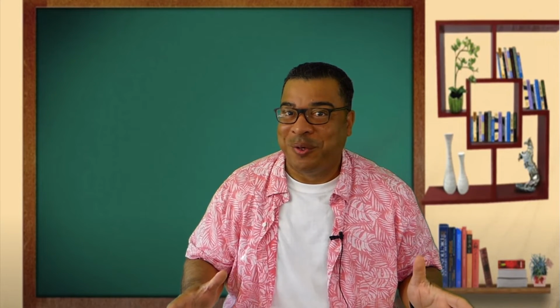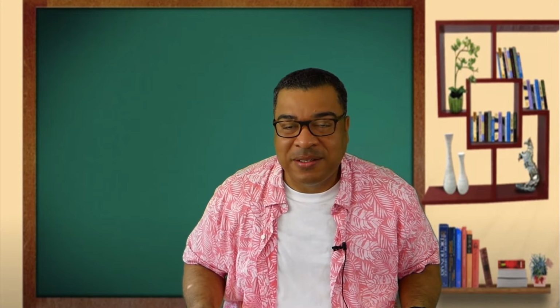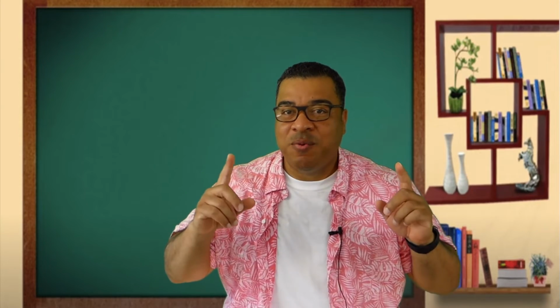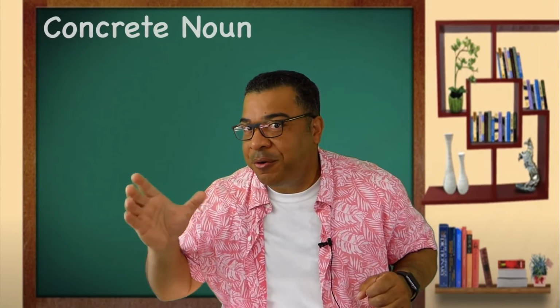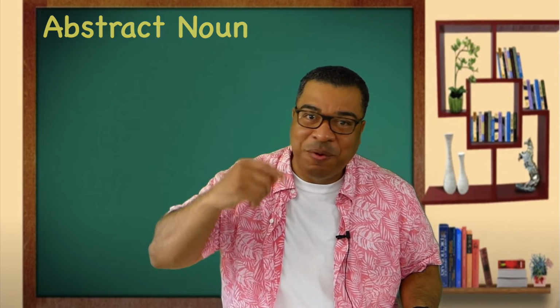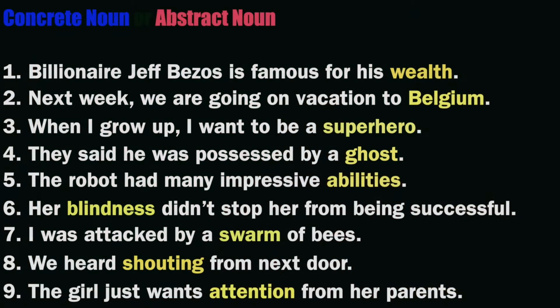Okay, are you ready for the quiz? So what I'm going to do is give you 9 sentences. You will see a word in bold yellow in the sentence, and I want you to tell me, is it a concrete noun or is it an abstract noun? At the end of the video, I will give you the answer to the questions. All right, the first one here. Billionaire Jeff Bezos is famous for his wealth.